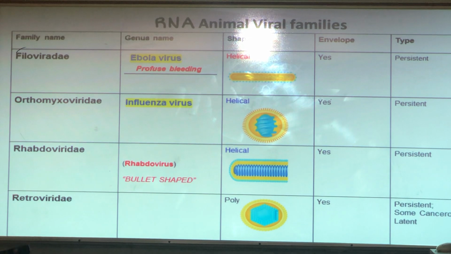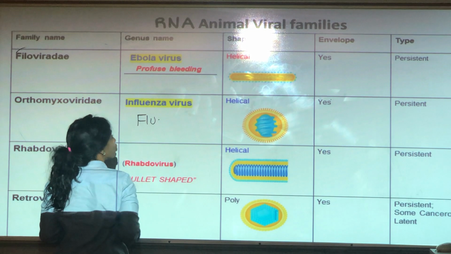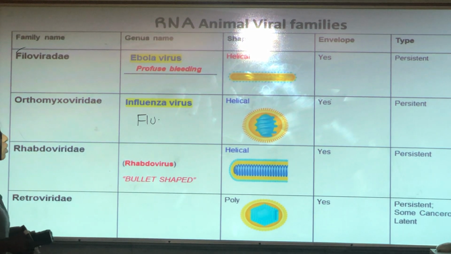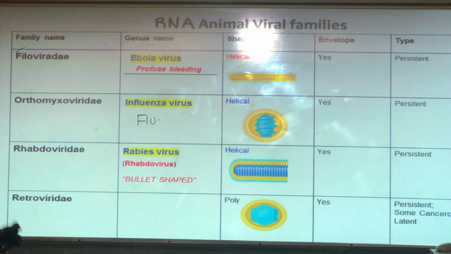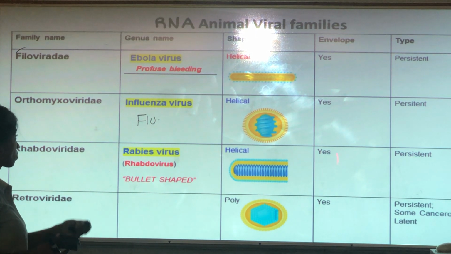The Orthomyxiviridae family, this includes your flu, right? So this is your influenza, this is the flu. The flu virus is a helical envelope virus, and it is persistent, right? The flu has killed people, right? It could be fatal if it goes untreated or your immune system doesn't attack it. You have the Rhabdoviridae, and this includes your rabies virus, right? The rabies virus is a bullet-shaped virus. It's helical, but we give it a bullet shape because that's what it pretty much looks like.